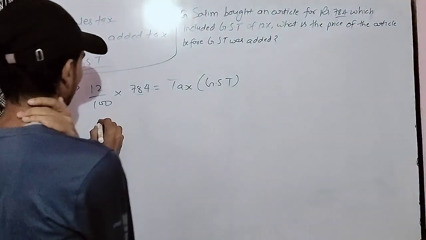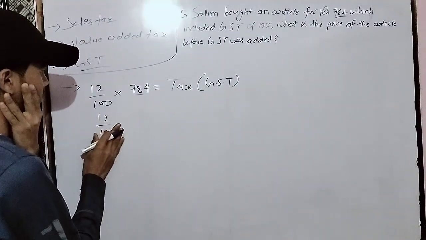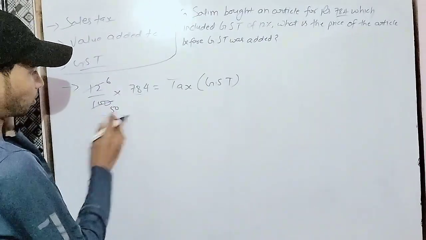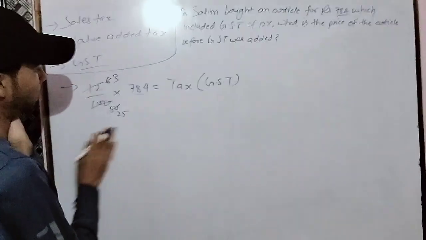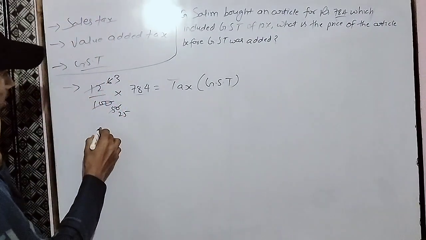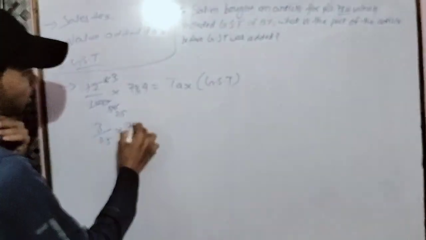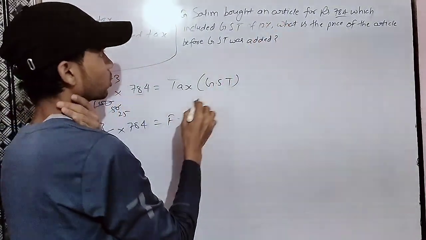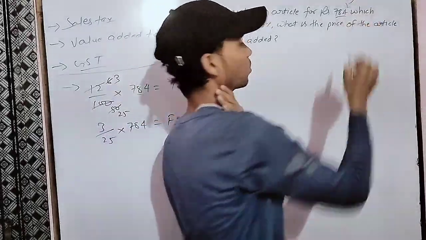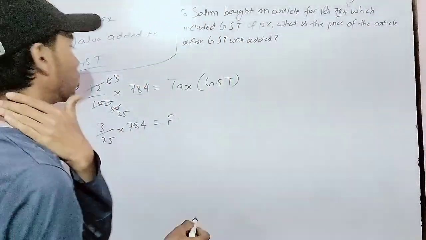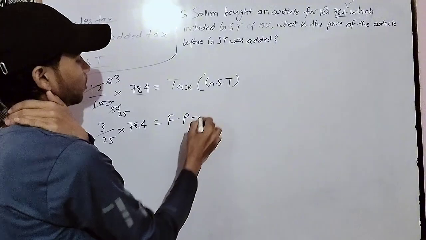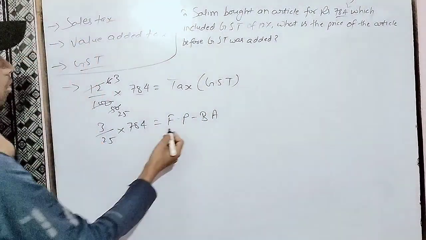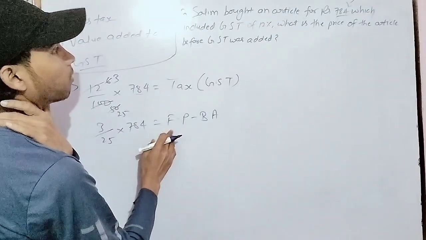Okay. 12 upon 100. 6 to the 3 and the denominator 25. What else? Nothing. 3 upon 25 multiplied by 784. Tax, which means the final price. This is the final price. So here I am saying that selling price is a bill amount. Selling price is bill amount minus what? Bill amount. Okay. Now what is the final price?